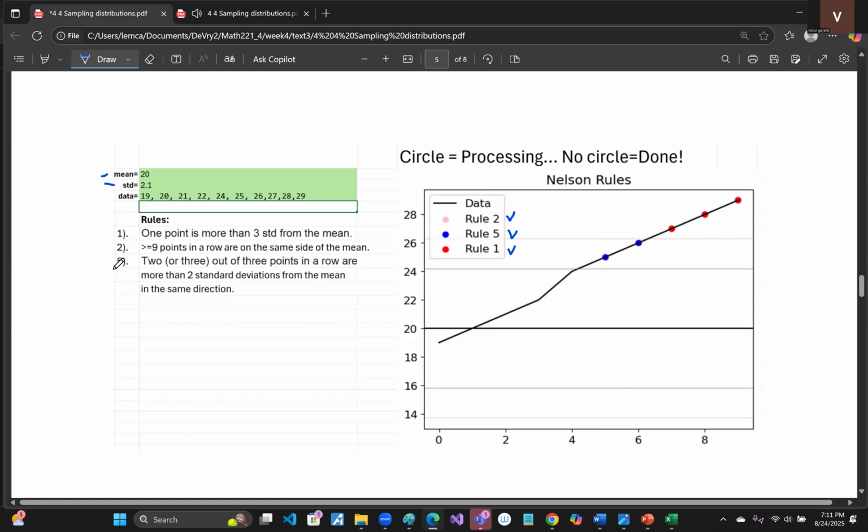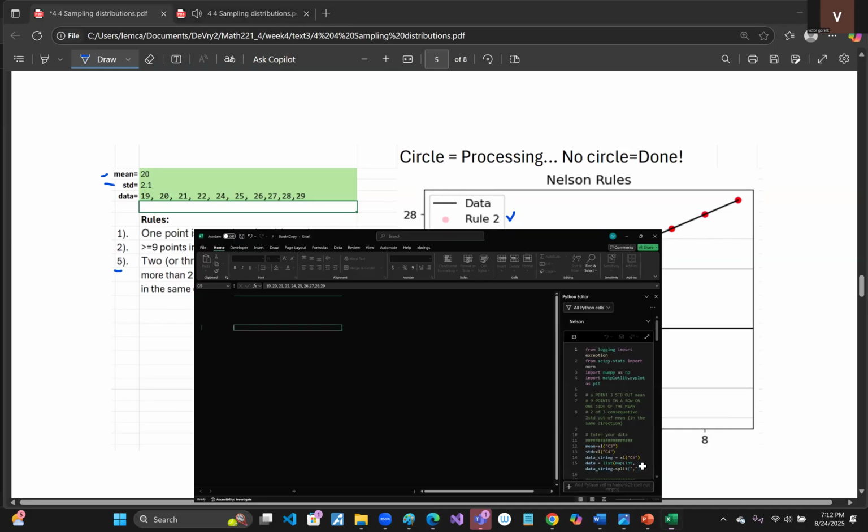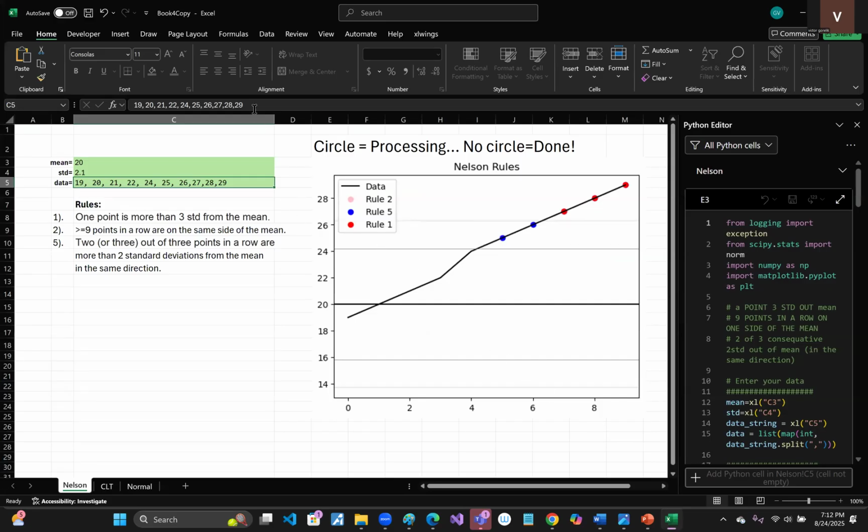Rule 5. It is one of 2 or of 3 points that are more than 2 standard deviations away from the mean in the same direction and belongs to the trio of consecutive points. Run the code. Each of the out-of-control points is reported and shown on the graph. Points corresponding to the first rule are shown in red color, to the second, in pink, and to the fifth, in blue.